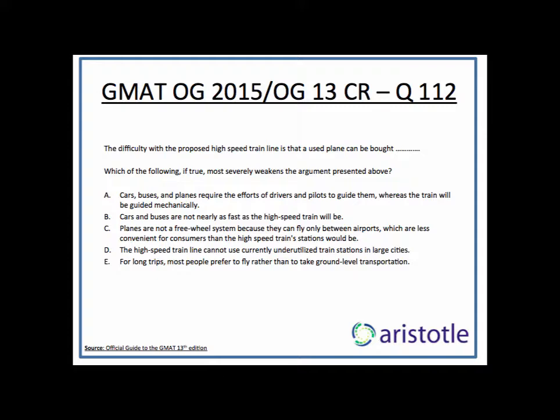A says cars, buses, and planes require the efforts of drivers and pilots to guide them, whereas the train will be guided mechanically. So the method of guidance is not of consequence. What is of consequence in the argument is the free wheel system versus the fixed line system, and whether a plane is indeed a free wheel system. Remember, whenever you weaken or strengthen arguments, you always strengthen or weaken the connection between the evidence and the conclusion. You don't bring new facts into the picture like A.